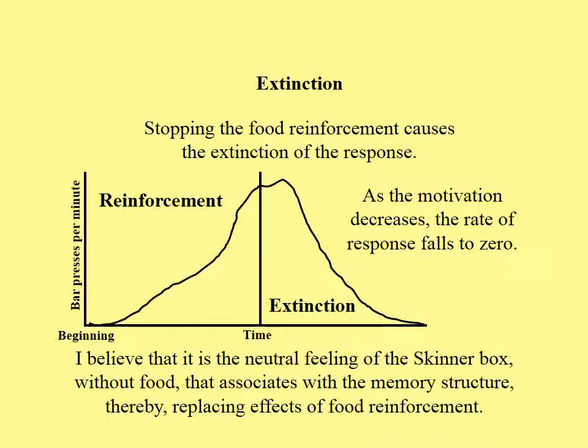The line on the right of the figure shows the rat is still motivated to respond at a high rate. Frustrated, the rat responds at an even higher rate of response for a while. Then, as the motivation gradually changes on the memory structure, the response rate decreases to a low rate of response. I believe that it is the neutral feeling of the Skinner box, without food, that associates with the memory structure, thereby replacing the effects of food reinforcement.